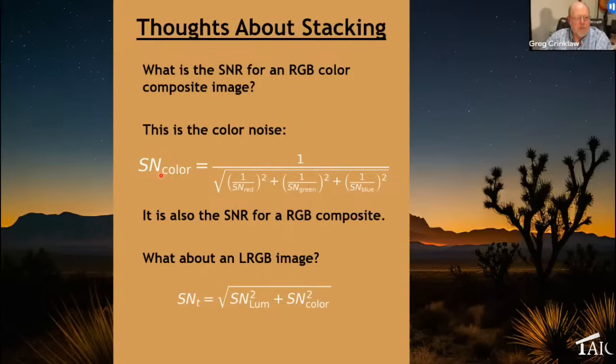This color noise is also the same thing as the signal to noise ratio for your RGB composite image. But LRGB to the rescue. You can take that number that you get here for the color noise, square that and add it to the signal to noise ratio squared of your luminance image, and we're back to where we were when we started. This can't hurt that. It can only make this bigger. That's why adding that luminance image to your stack works so well.